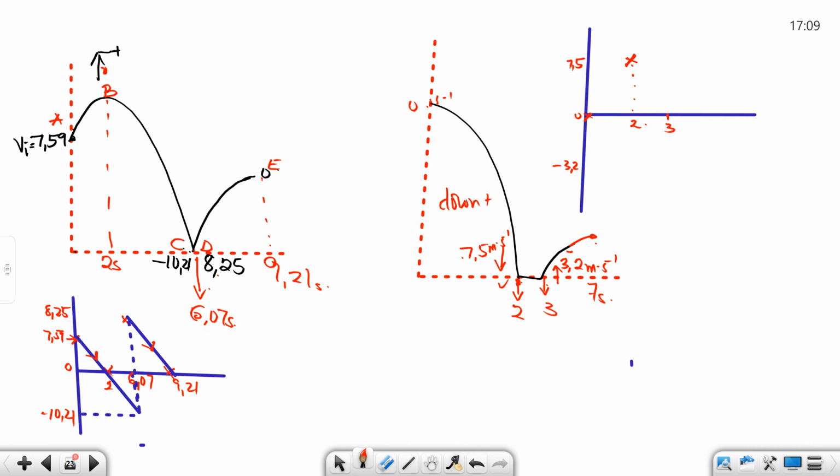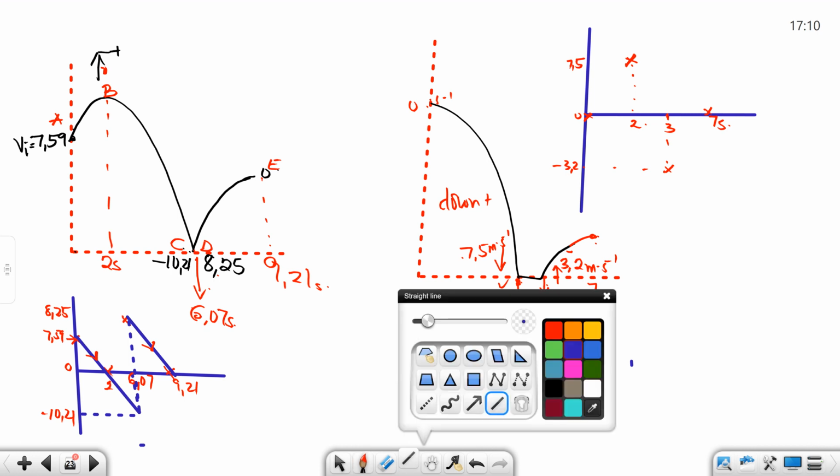At 3 seconds, it is now negative what? 3,2, which is right here. And then it goes back to maximum height after how many seconds? 7 seconds, which is now there. All we are doing now is joining the graphs.